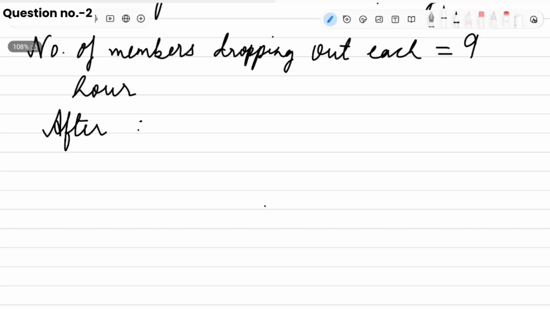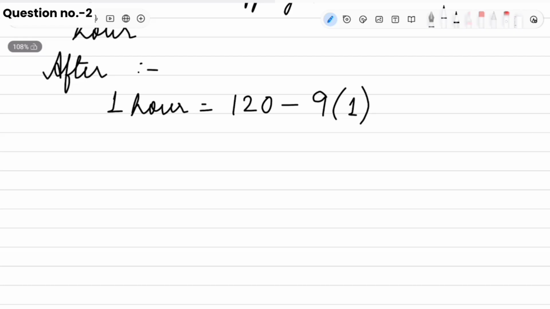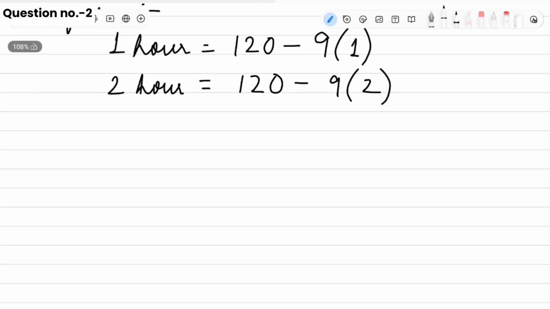After first hour के एंड में क्या होगा, 120 मेंबर्स ऑलरेडी थे, उनमें से घट रहे हैं लोग, so minus 9 into, क्योंकि फर्स्ट आवर में है तो हम इंटू 1 करेंगे. ठीक है. Then in the second hour, 120 minus 9 into second hour है इसीलिए इंटू 2. ठीक है. Then third hour में भी पूछा है, so third hour 120 minus 9 into 3.